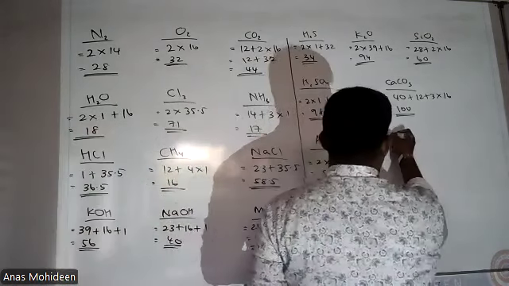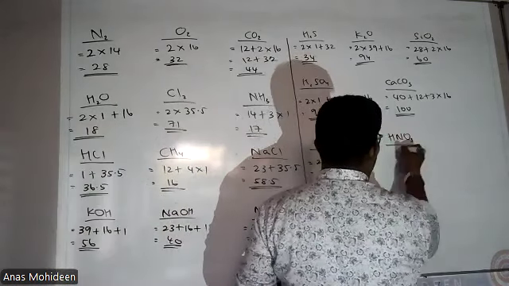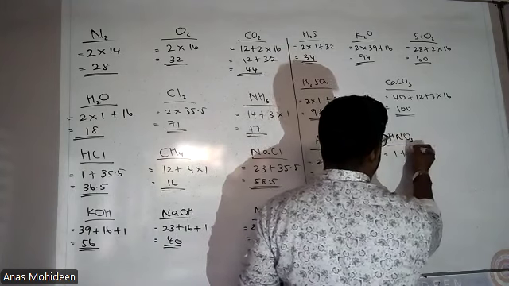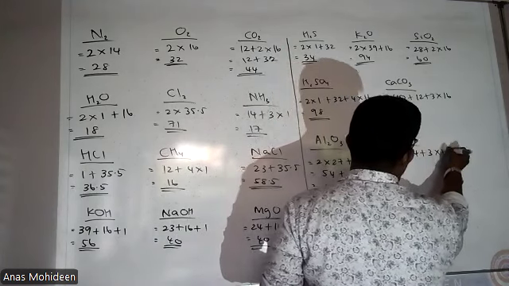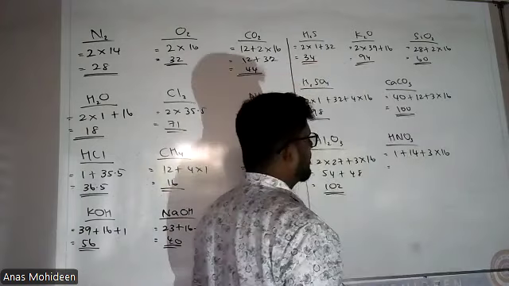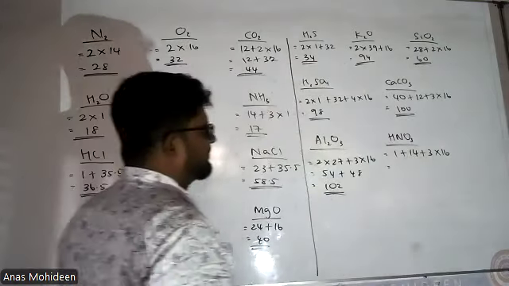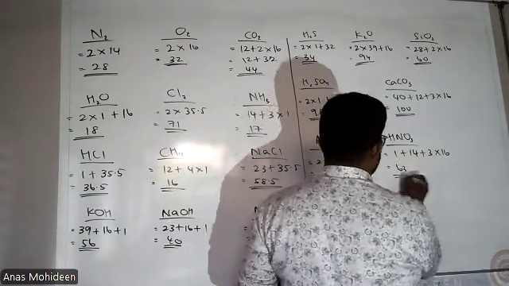HNO3. Hydrogen 1. Nitrogen 14. 3 into 16 oxygen. How much? 48, 62, 63, right? 63.